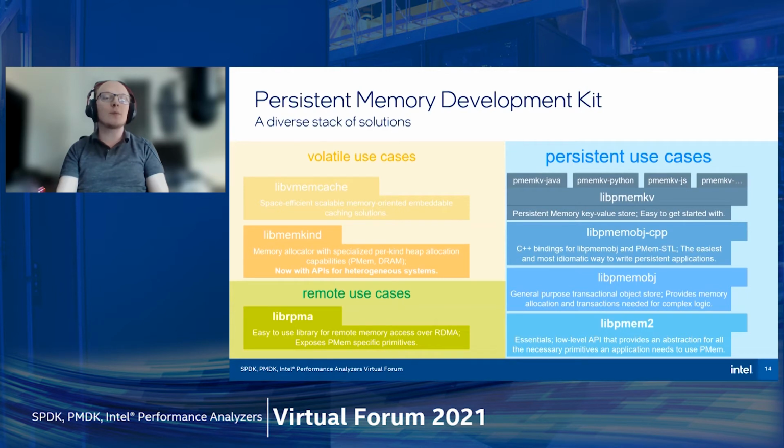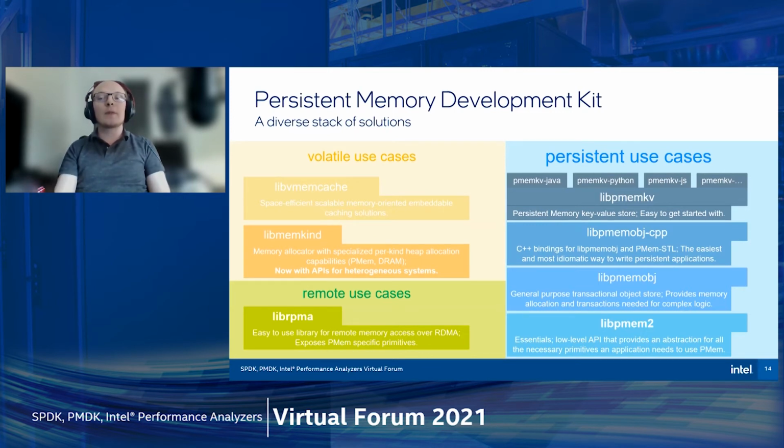For a volatile use case, we have two libraries, libvmcache and libmemkind. Libvmcache is an in-memory embeddable caching solution, whereas libmemkind is a memory allocator that enables allocation of different types of memory, like DRAM or PMem. The latest release of memkind also exposes an API for heterogeneous systems, where memory is allocated not by its name, like DRAM or PMem, but by its property, like latency or capacity.